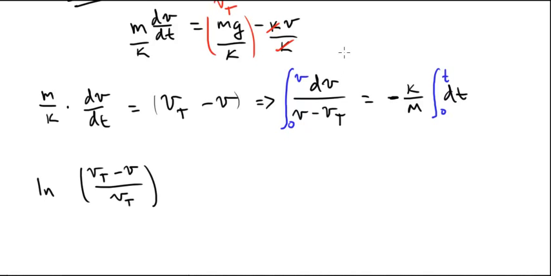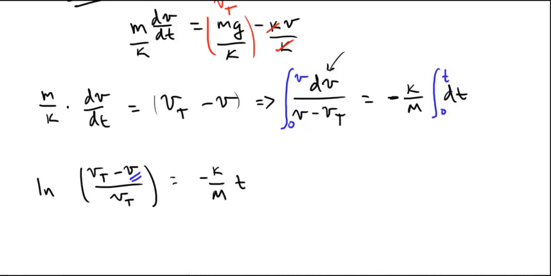That's the left-hand side. That's what we get over here if we integrate that thing, and that's equal to negative k over m times t. Now, the thing I'd like to isolate here is v. I'd like to see how v relates to vt in this relationship.